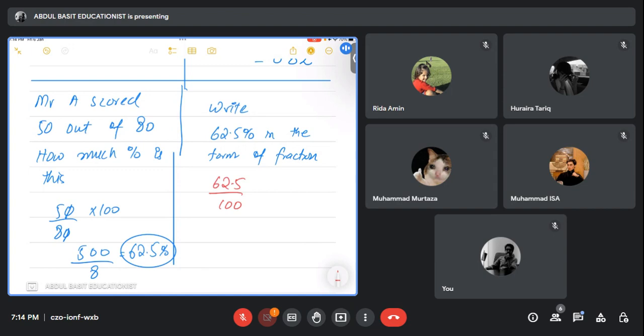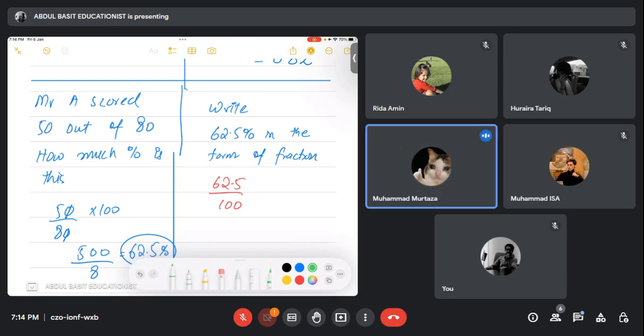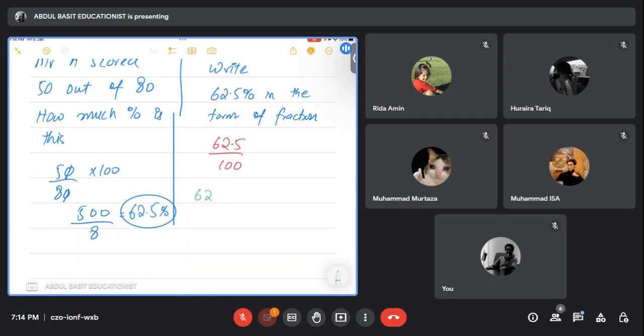Now it's not a fraction. You know, Murtaza, why? Sir, because there's a point in it. Decimal. There is a decimal in the numerator. That is the reason it's not a fraction. ठीक है? So we have to remove that point. So can I write 62.5 divided by 100? It's the same thing, right?